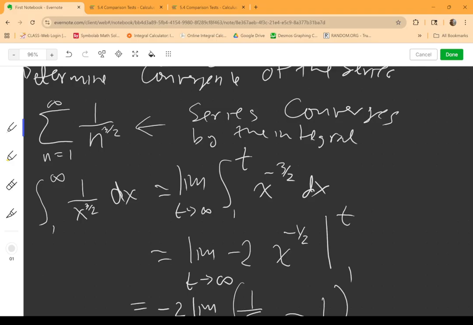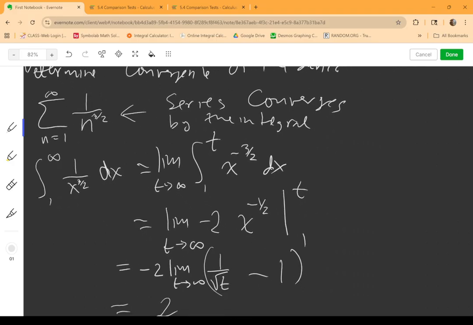Now, the series does not converge to 2. In fact, it most likely will not be the value of 2, but we just use the fact that the integral converges to a finite value to conclude that the series also converges to some finite value, not necessarily 2.